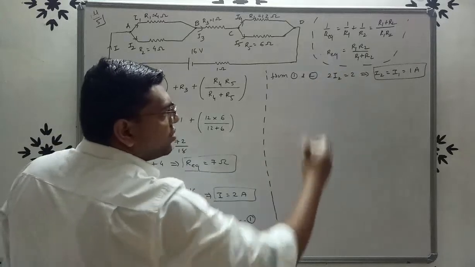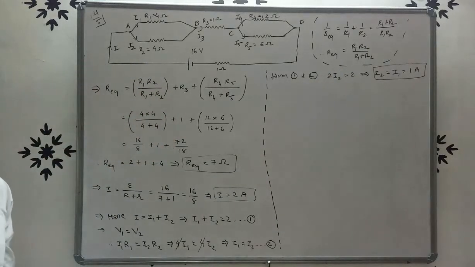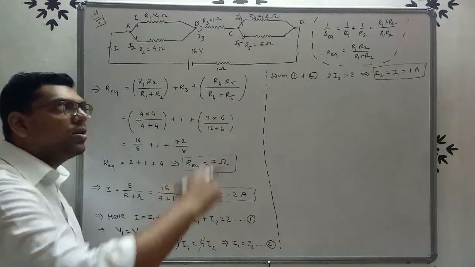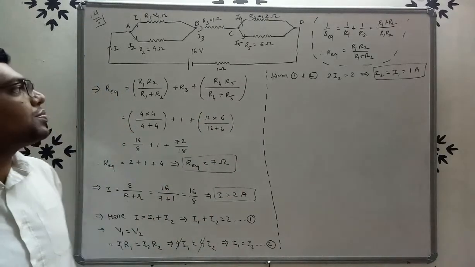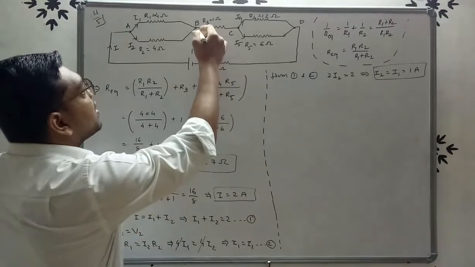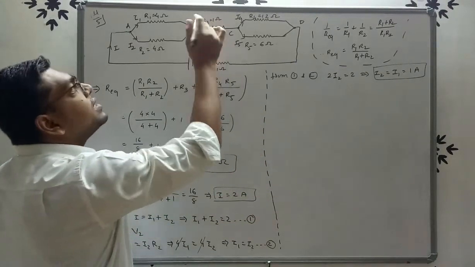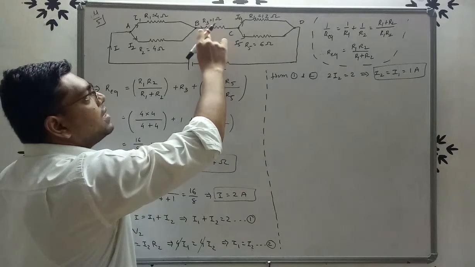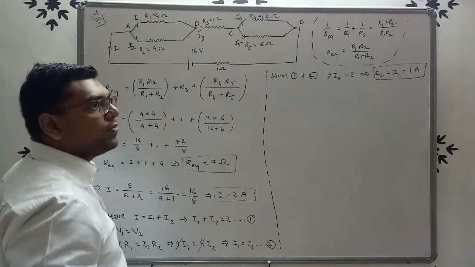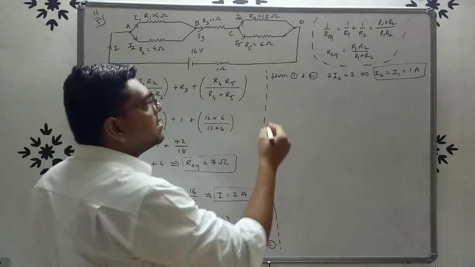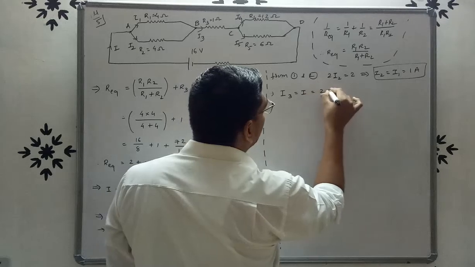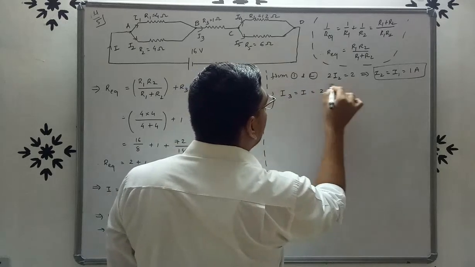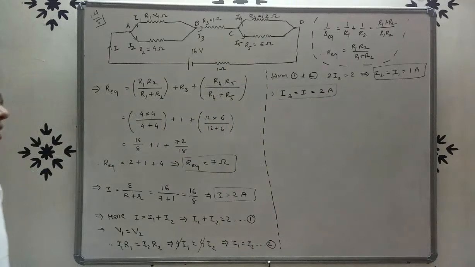So 2I2 is equal to 2. So current I2 will be 1 ampere. So I1 will also be 1 ampere, because I1 and I2 are the same. Now here, I3. This resistor is in series, and we know that for a series connection the current will be the same, right? So I3 is equal to I, which is equal to 2 ampere, right? So the current flowing through resistor R3 will be 2 ampere.